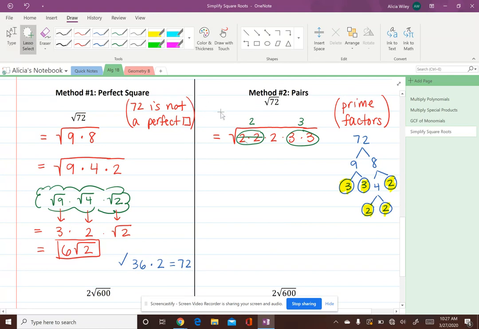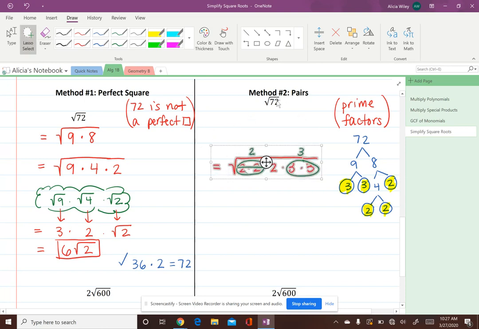Sorry, I'm just trying to move all this stuff because it kind of got messed up a little bit.